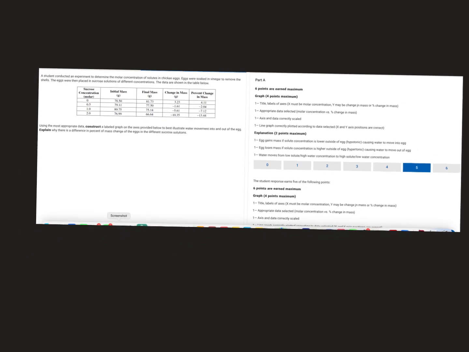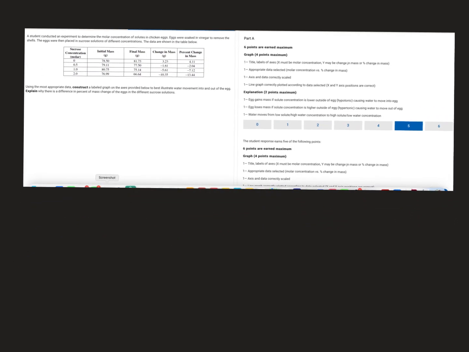So in this problem, they have a student conducted an experiment, and it says determine the molar concentration of solutes in chicken eggs. And they say that the eggs were soaked in white vinegar to remove all the shells. And then they say eggs were placed in sucrose solution at different concentrations. All right. And they give you the data here.